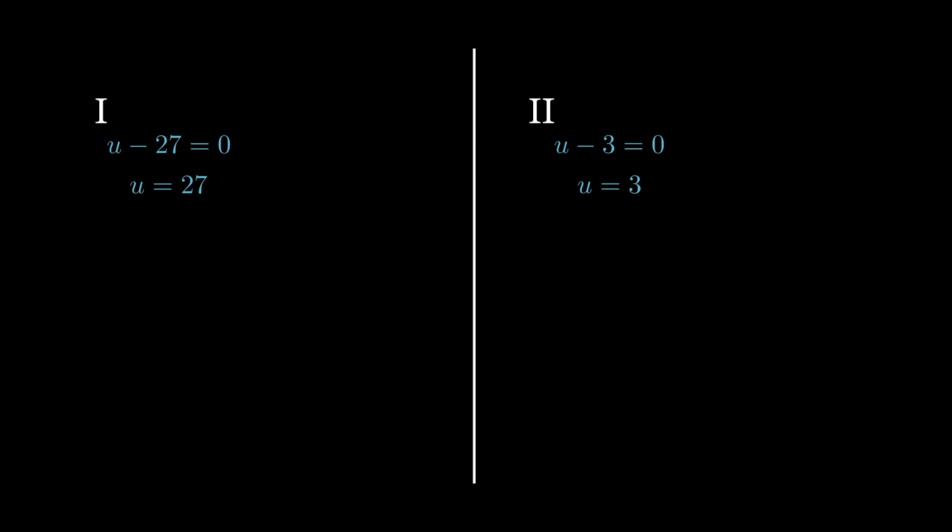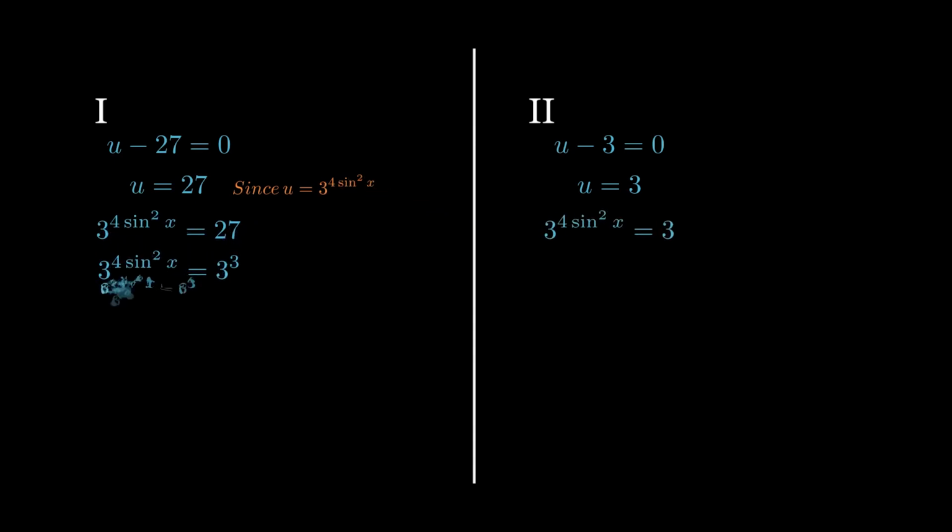Now we look back in time and find our encoding for the variable u. It was 3 to the power of 4 sine squared x. We express 27 as 3 cubed, and after using the equality of powers, we arrive at sine squared x is equal to 3 over 4. Meanwhile, on the right side of your screen, at the other half of the solutions, we get sine squared x equals 1 over 4.